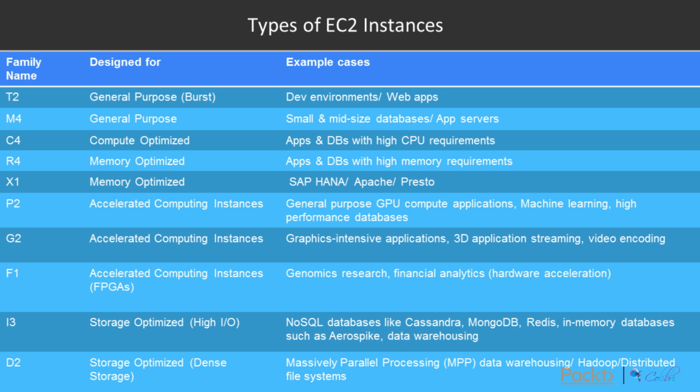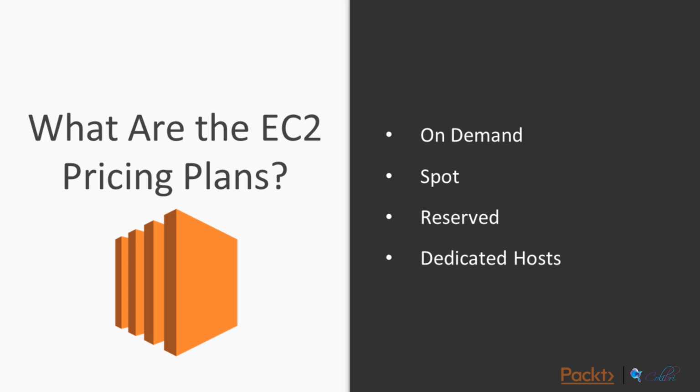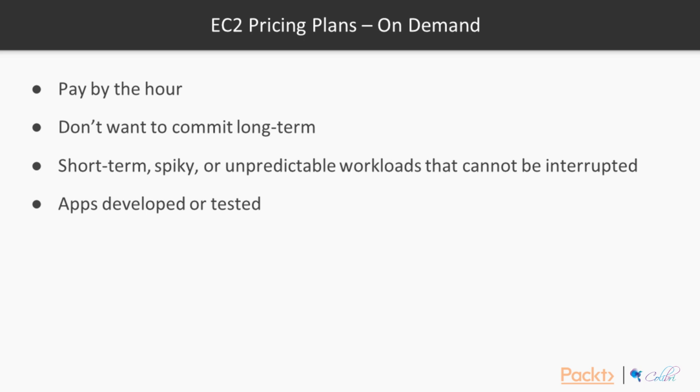But you don't really need to go very in-depth in these particular exams. What are the EC2 pricing plans? At the moment there are 4 different pricing plans. The first one is on-demand, spot, reserved, or dedicated hosts. We will start by talking about the on-demand price plan.